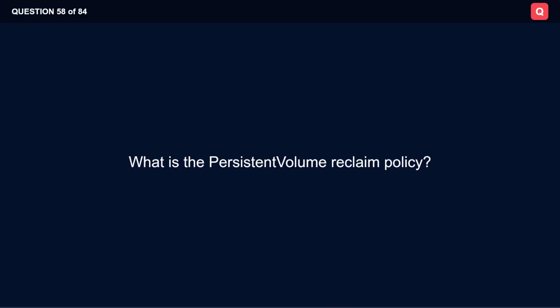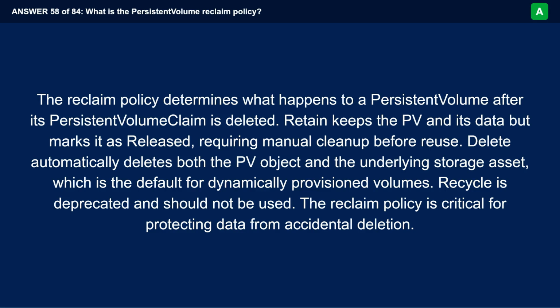What is the persistent volume reclaim policy? The reclaim policy determines what happens to a persistent volume after its persistent volume claim is deleted. Retain keeps the PV and its data, but marks it as released, requiring manual cleanup before reuse. Delete automatically deletes both the PV object and the underlying storage asset, which is the default for dynamically provisioned volumes. Recycle is deprecated and should not be used. The reclaim policy is critical for protecting data from accidental deletion.